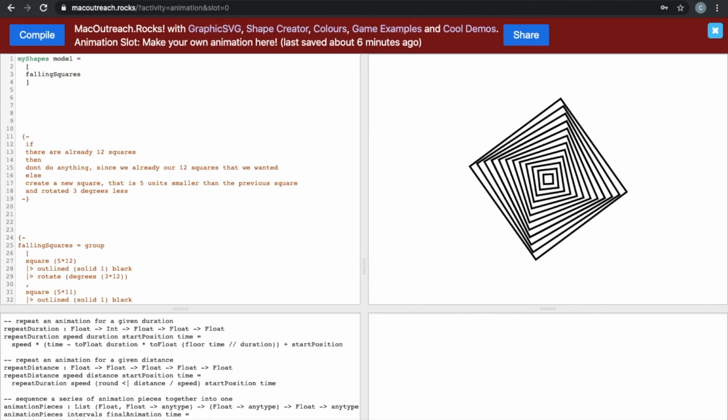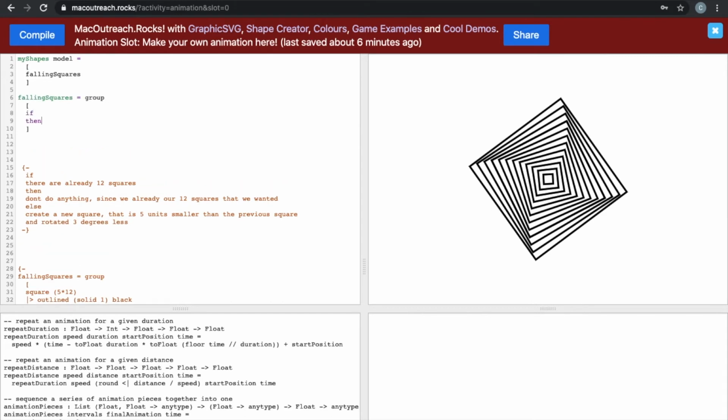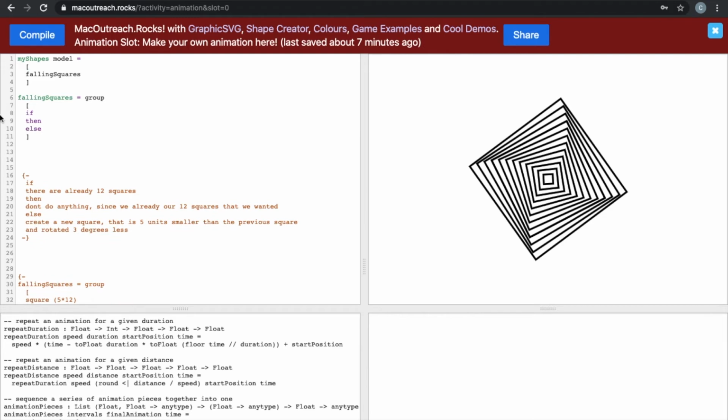Now that we understand the concept of if, then, else statements and recursion, let's actually go ahead and write that same fallingSquares function, but this time in a recursive way. As usual, we will need an if, then, and an else. But what do we actually write here? Well, let's start with the if statement. What does it say down here?